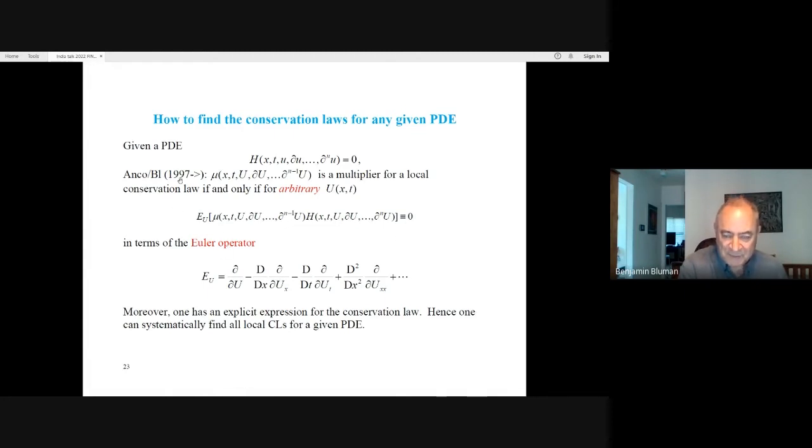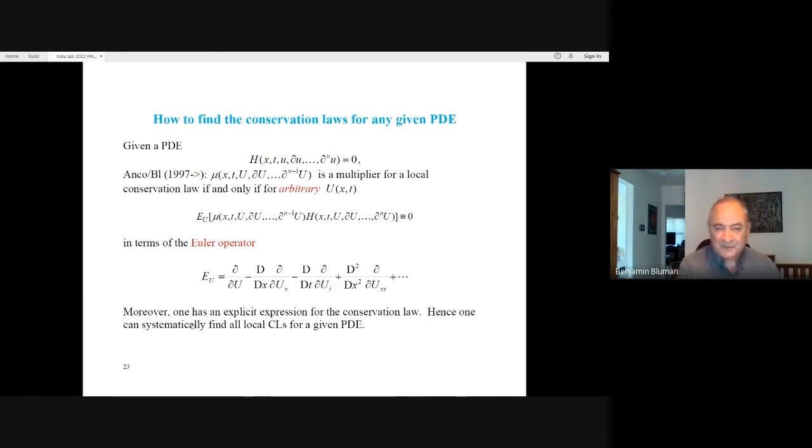So you set up a bunch of determining equations that mu satisfies, because this must hold for arbitrary u. So u is separate from all the partial derivatives; here they are separate independent quantities because it's arbitrary u. Okay, there's no substitutions going on. So you get a set of linear equations that mu satisfies.